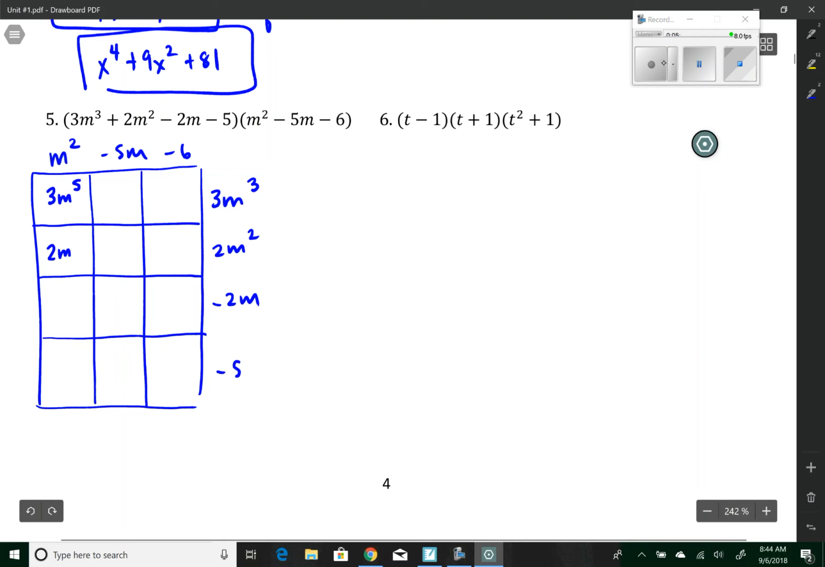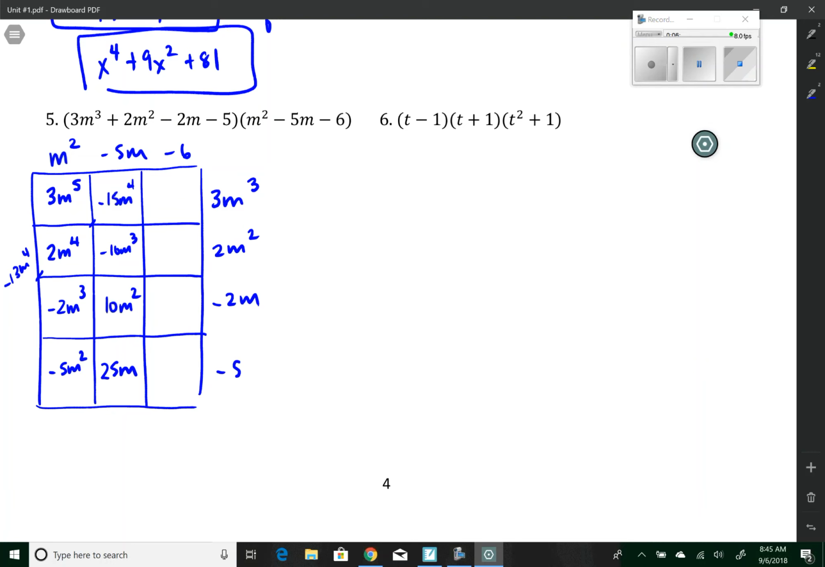2m to the 4th, negative 2m to the 3rd, and negative 5m squared. For that middle column, I'm going to get negative 15m to the 4th. These are like terms, so that's good. That gives us negative 13m to the 4th. Negative 10m cubed. 10m squared. And 25m. Another nice thing about the tabular method, there's a quick check. Every column, the exponent should each time go down by 1.